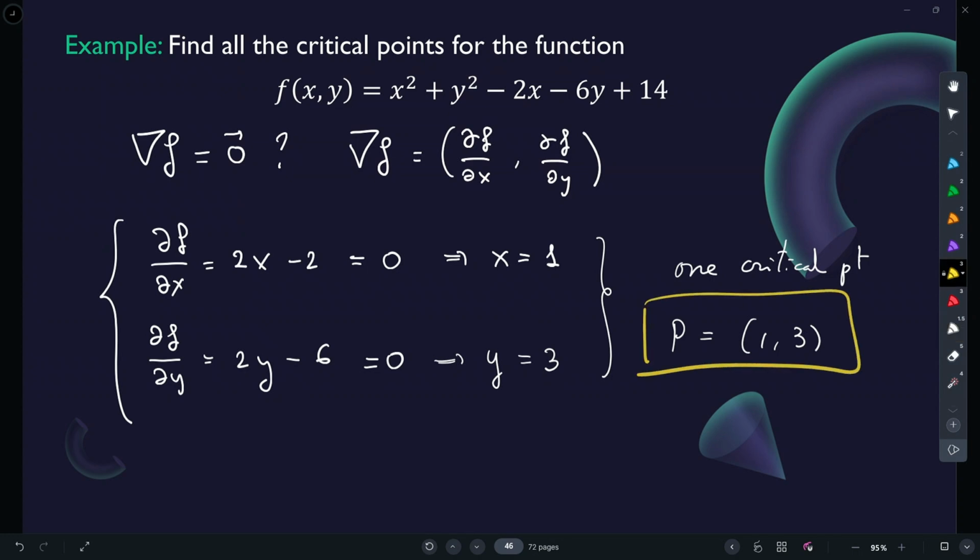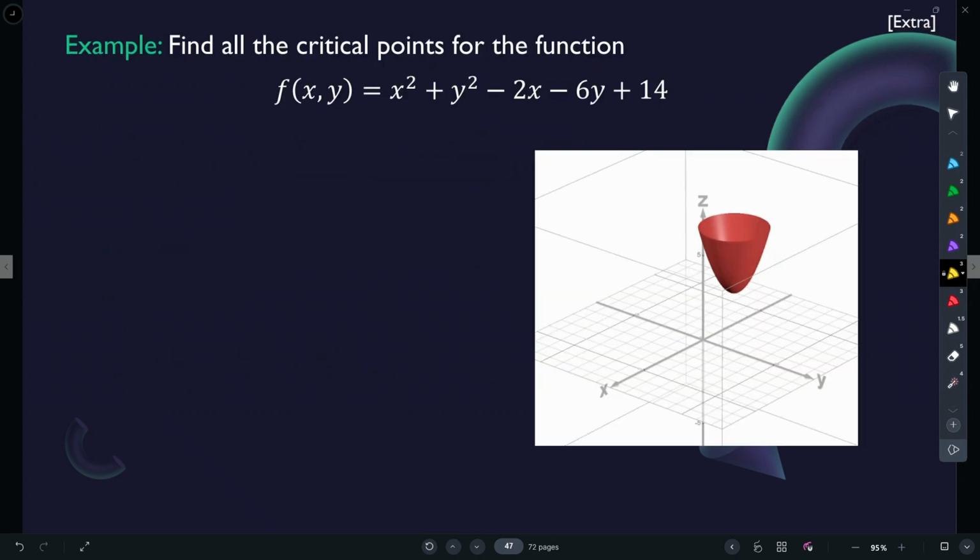There can be one, there can be none, there can be infinitely many critical points. So we're going to see that there's a lot of possibilities. And why is there one critical point at that point? It's because the graph looks exactly like this. It's a paraboloid with vertex above (1, 3). How do I know that?